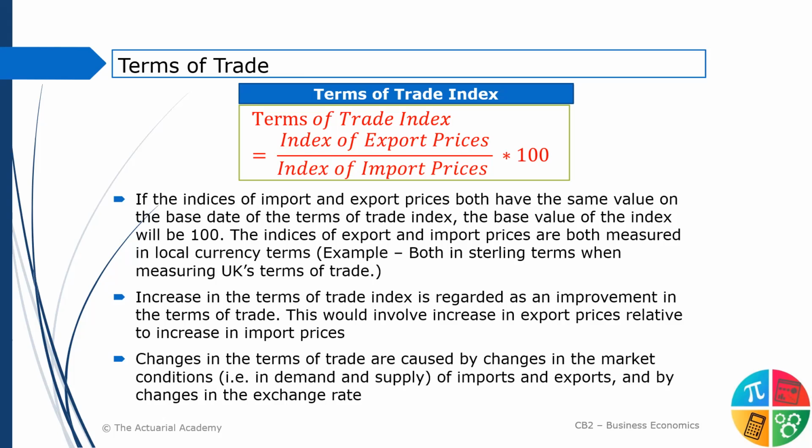So the terms of trade index is less than one. It should be almost 100 exactly, but it's less than 100, or less than 100%. So less than one, we can say. It's generally the case for India. Changes in terms of trade are caused by changes in market conditions, exports, imports, and changes in exchange rates. So that is pretty much clear from this.